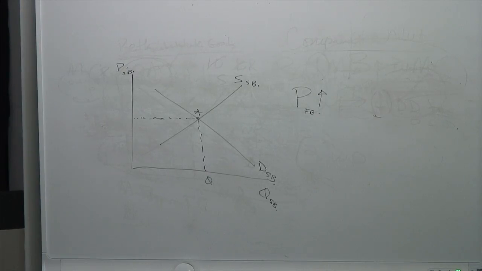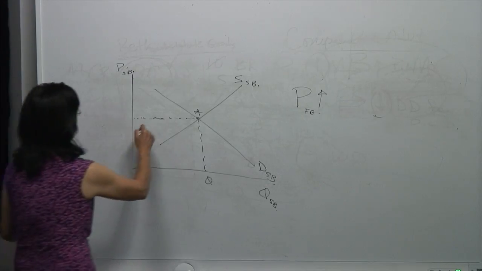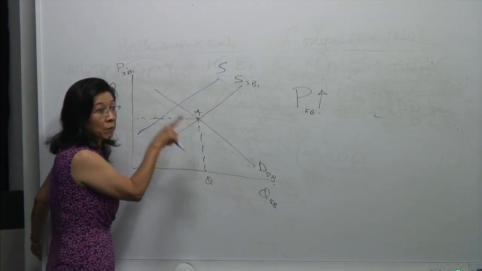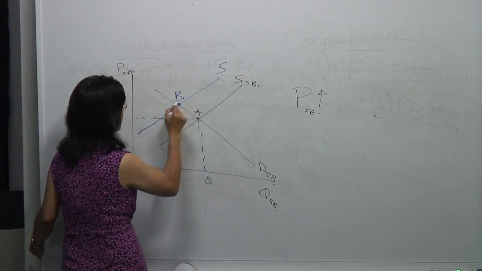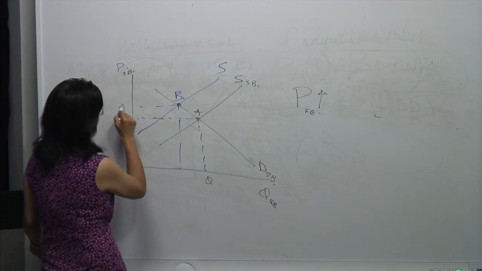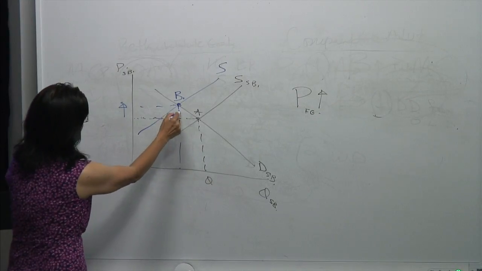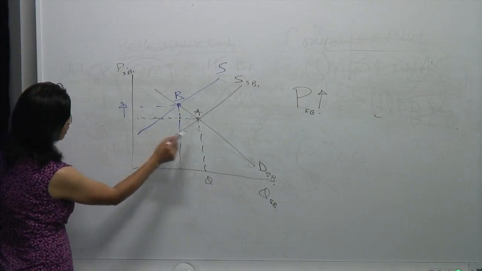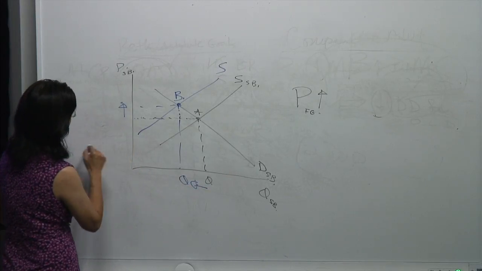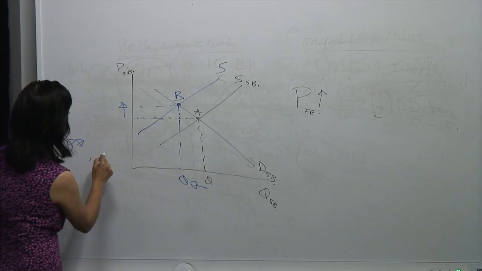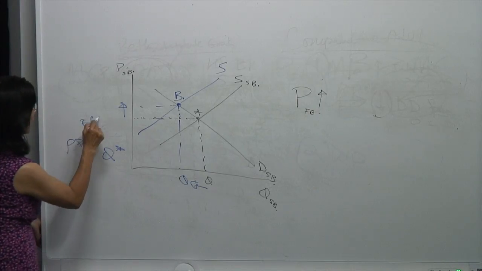Very good. So which of the diagrams? A, B, C, D? D. D, very good, you're right. So let's move it. Notice that I'm shifting the supply curve, not the demand curve anymore. So this is your point B. Comparing point B from A, this is higher, and this is lower. So that's what happens. So your equilibrium price and equilibrium quantity, this is the final answer.